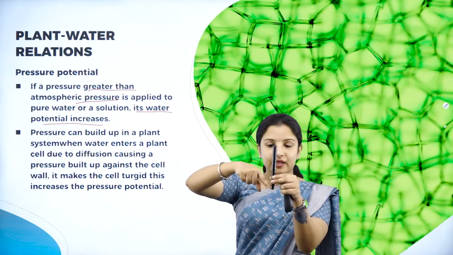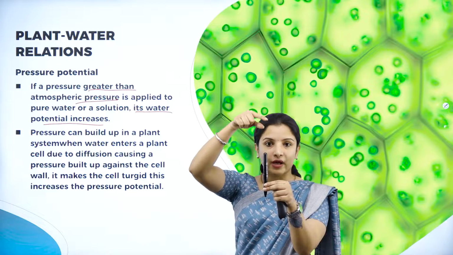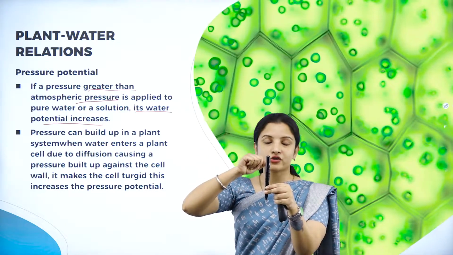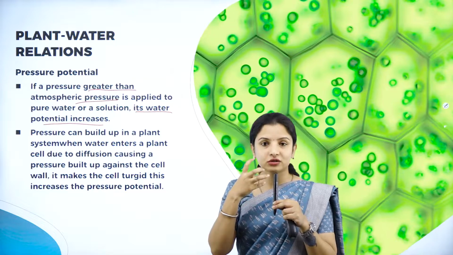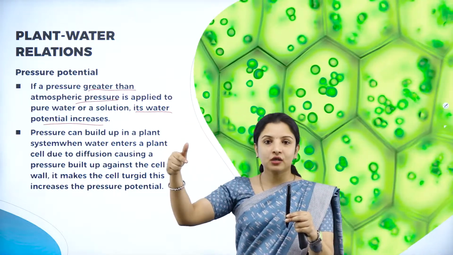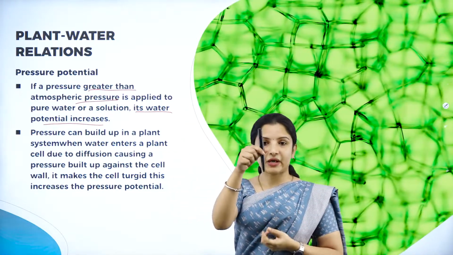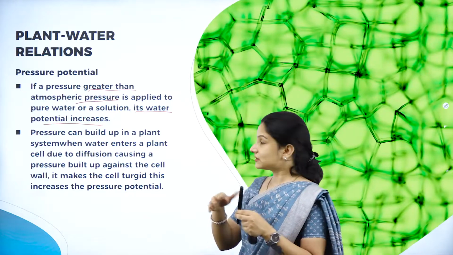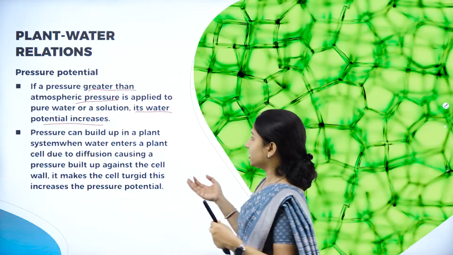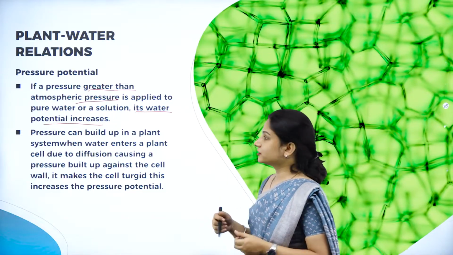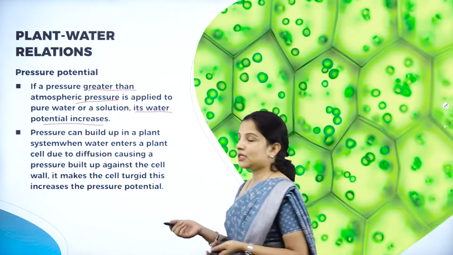will the water come like this and move up? No, it will require a pressure. At that time, what people usually do is suck. When they suck, because of that pressure, the water will start to come out, even if the pipe is like this. The same thing happens here. So if a pressure greater than the atmospheric pressure is applied, the pure water or solution's water potential will increase.